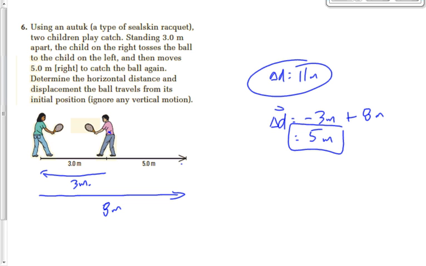The displacement is 5. Why is the displacement 5? Because the ball started right here and the ball ended right here, right? So in the end, we could have just looked at this picture and said the displacement was 5. Final position minus the initial position. Right? And one more, question number 7.